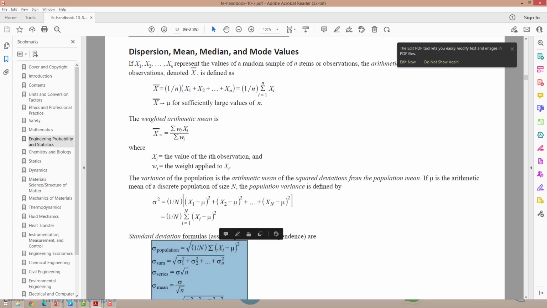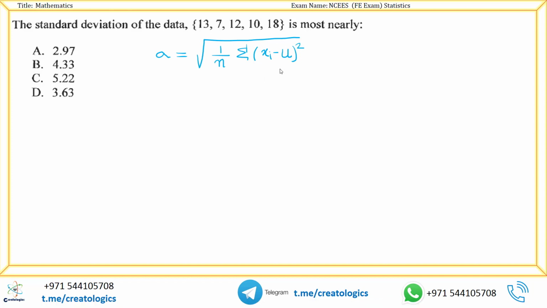Now the thing is how to find the mu. Mu is the mean value, the average, and average is the sum of observations upon the total number of observations. So let us find the value of mu first. There are 5 terms in total in this collection, so n is 5 here. So 5 in the denominator, and in the numerator add all the terms: 13 plus 7 plus 12 plus 10 plus 18. You will divide this sum by 5 and you will end up getting 12 as your mean value. This is the mean.